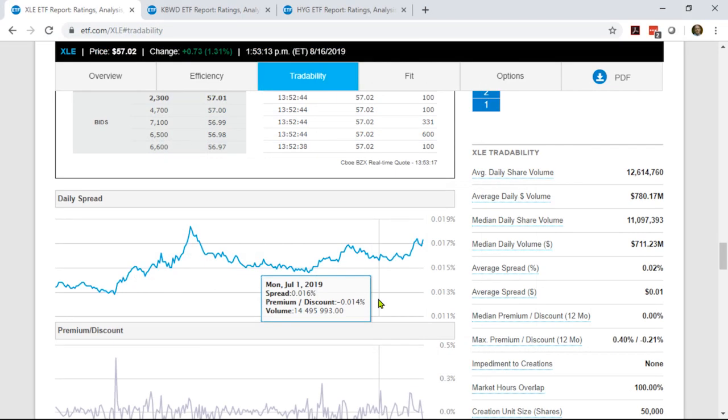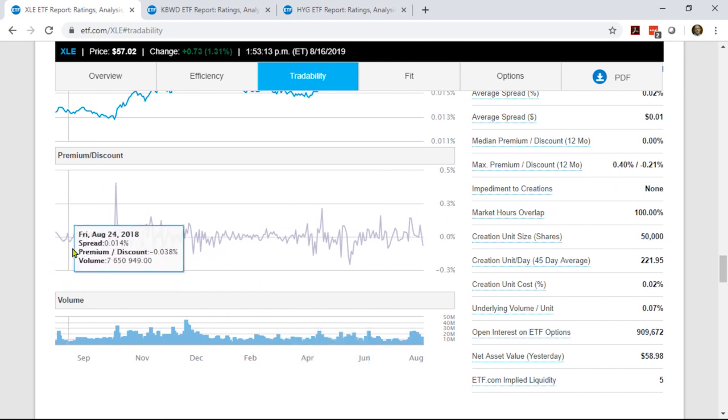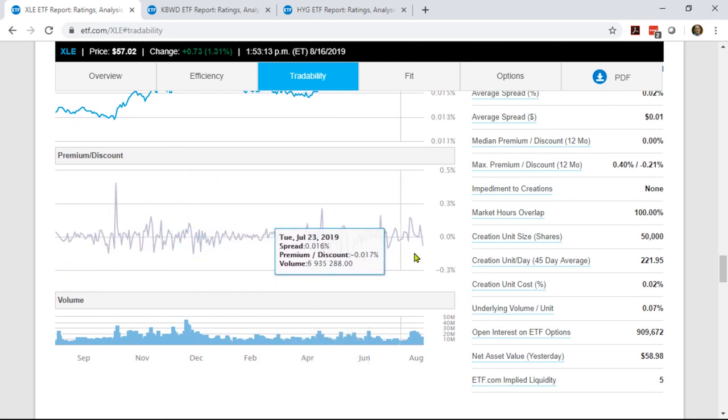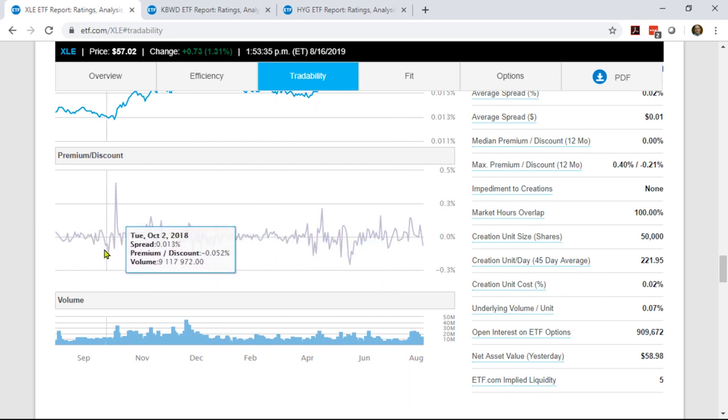So far we've talked about pretty pure measures of liquidity. So let's move on to that issue of fairness. This next graph shows the premium and discount over the course of a year. Now, a premium or discount is the difference between the closing price of the ETF and its net asset value, its fair value. We use premium and discount to see how far a fund is trading away from that fair value at any given time.